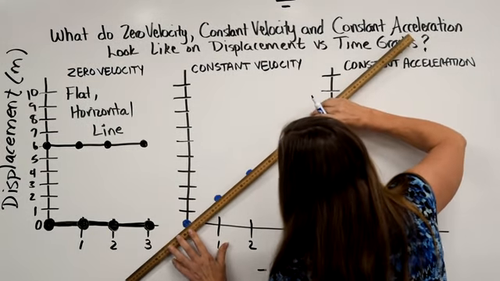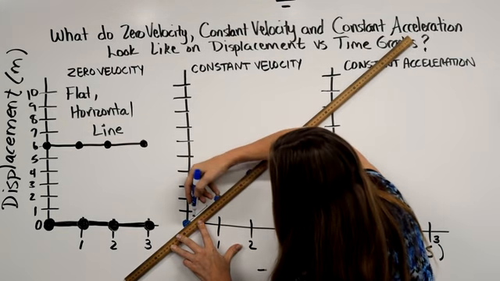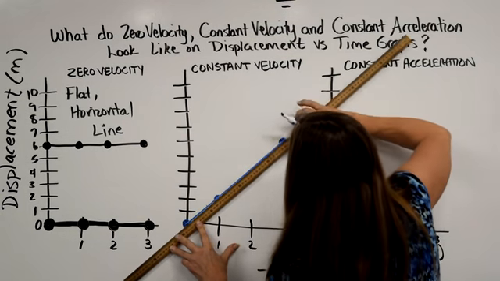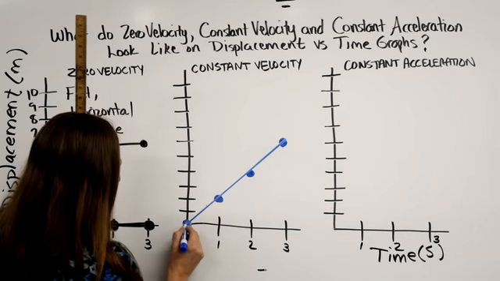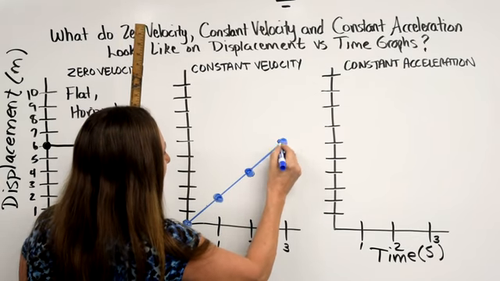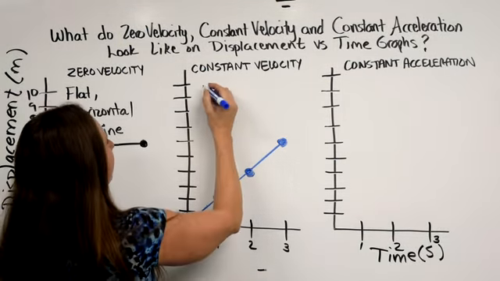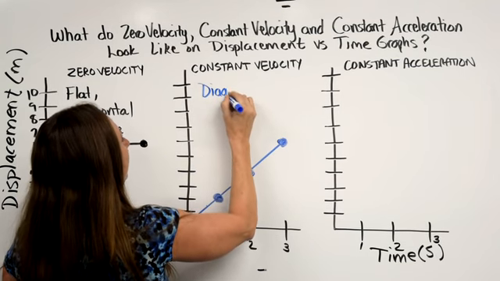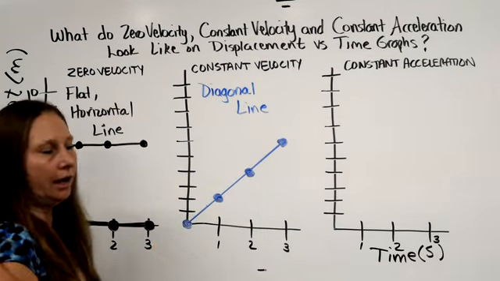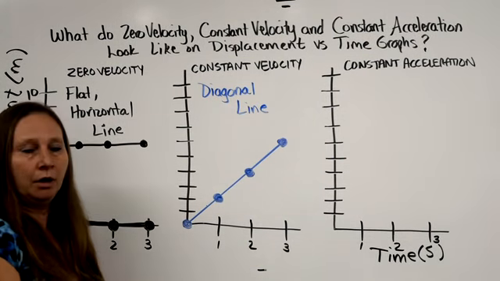It is a straight diagonal line. Trying to make it nice. It's not perfect, but you get the idea. So we've got a diagonal line, which shows constant velocity on a displacement time graph. A diagonal line shows constant velocity on a displacement time graph.